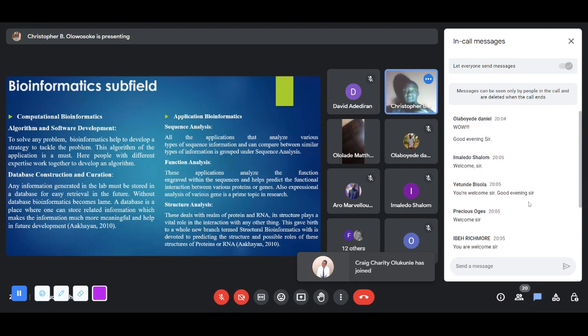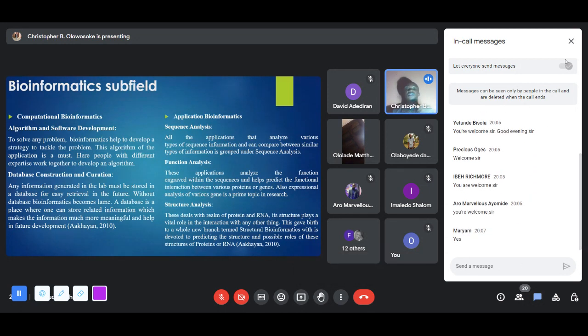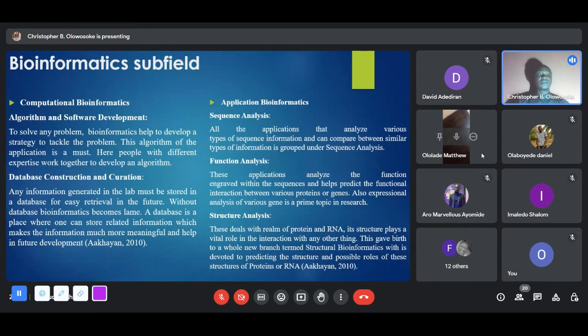The next thing is application bioinformatics. In application bioinformatics, we have three categories: sequence analysis, function analysis, and structural analysis. For sequence analysis, you are able to know the arrangement of a sequence easily, and you can use databases that have been developed by a computational bioinformatician. Now you have a sequence, but you don't know the function.